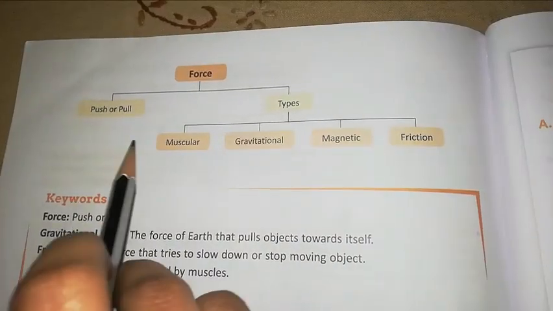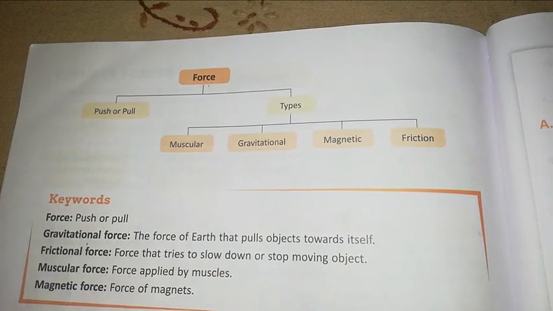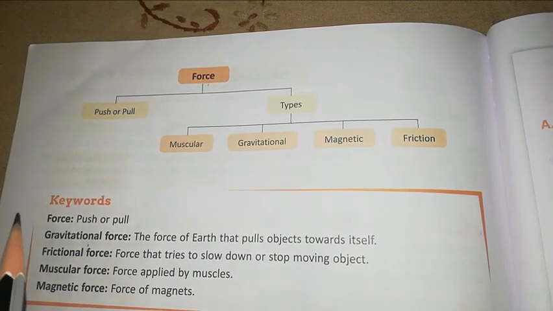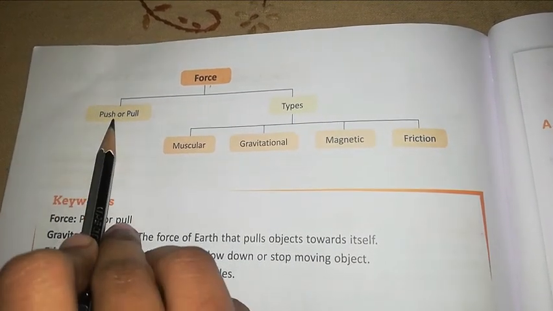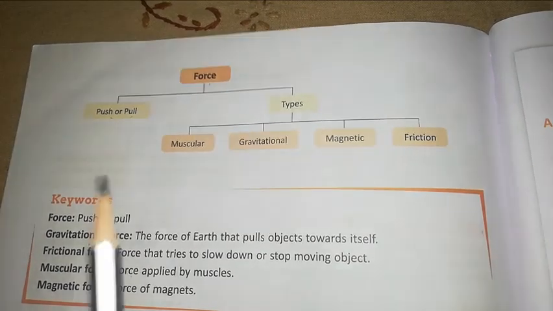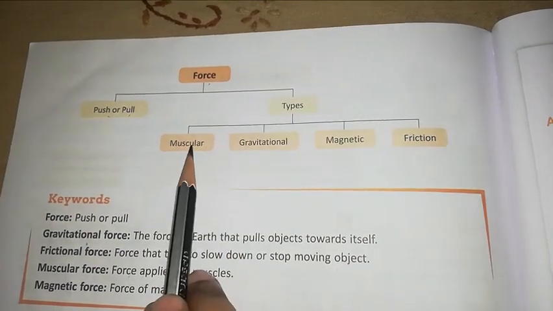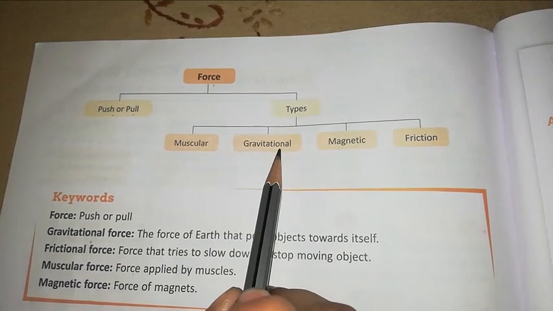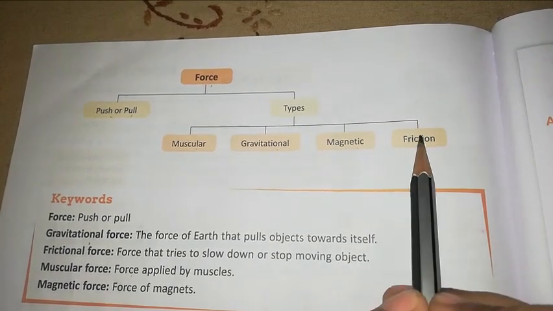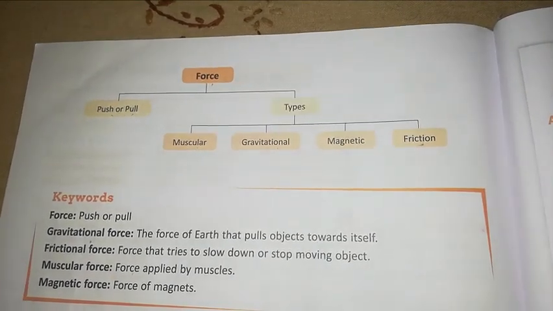So, in this chapter we have studied about force. What is force? Force is a push or pull. And different types of forces are muscular force, gravitational force, magnetic force and frictional force.